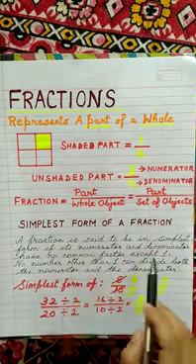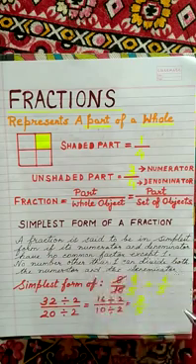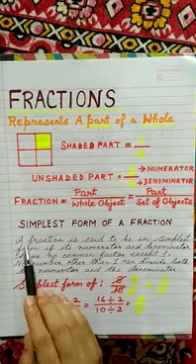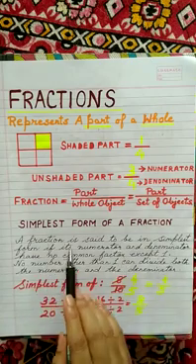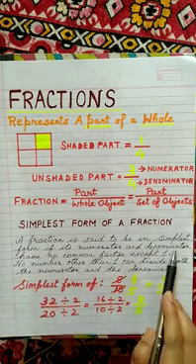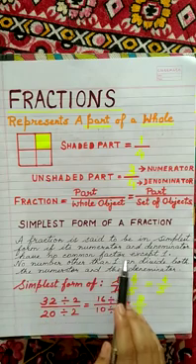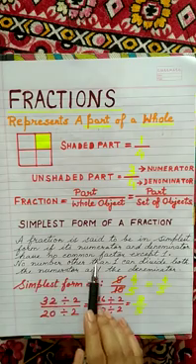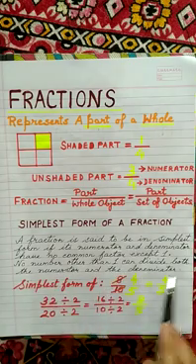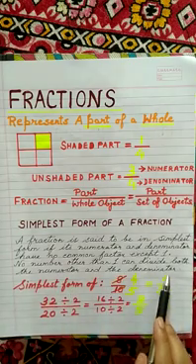Now this fraction can be written in its simplest form. A fraction is said to be in simplest form if its numerator and denominator have no common factor except 1. That means no number other than 1 can divide both the numerator and the denominator.